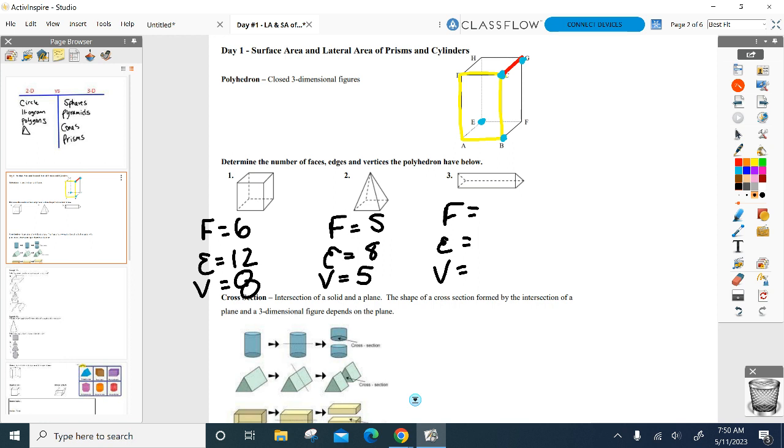Ready to roll? Faces. I'm just going to do this one. Faces 5, edges 9, vertices 6. And that's a triangular prism, if anybody has a triangular prism. Everyone's good? All right, if you ever want to check yourself, because you could miss one, you could count one twice, here's a way to check yourself.